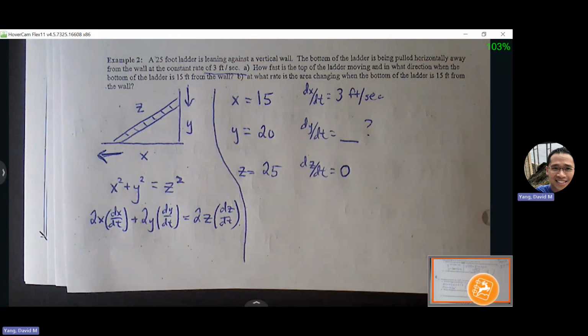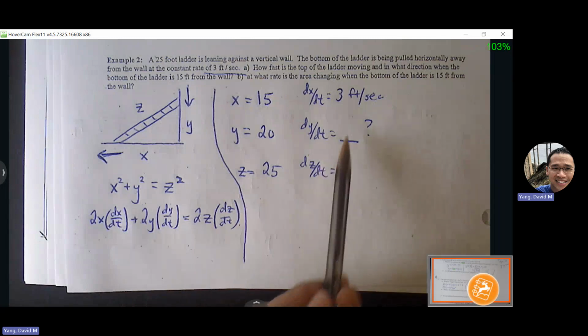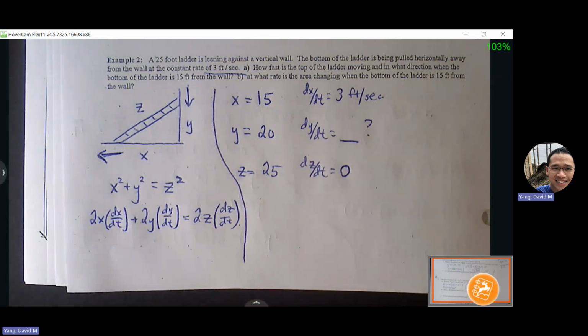Okay, so that's the hard part. The rest, we're just plugging into the derivative equation, and then we're solving for dy dt. Okay, we'll save that for tomorrow. Your homework is page 2 and 3. Come get your phones. Your final answer is going to be dy dt. Yeah, you're solving for dy dt.